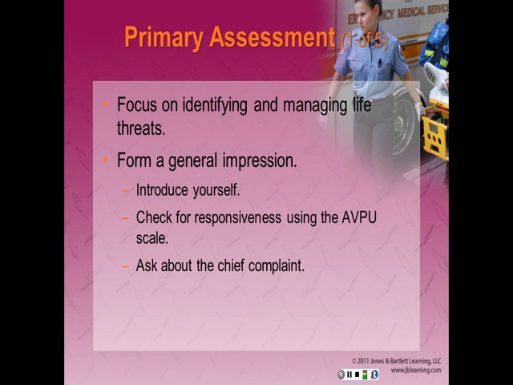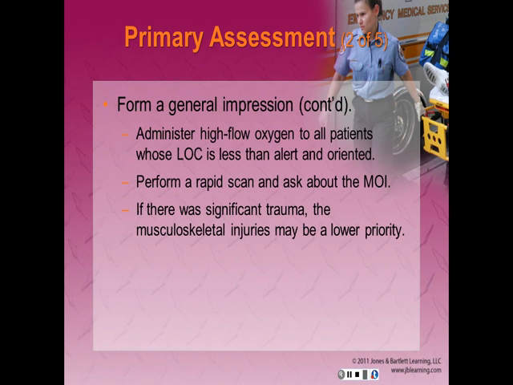Perform your primary assessment. You need to focus on identifying and managing life threats. Form your general impression. Introduce yourself and ask the patient their name. Check for responsiveness using AFPU and ask the patient about the chief complaint. Administer high-flow oxygen via an Omri breather mask to all patients whose level of consciousness is less than alert and oriented. Perform a rapid scan and ask about the mechanism of injury.